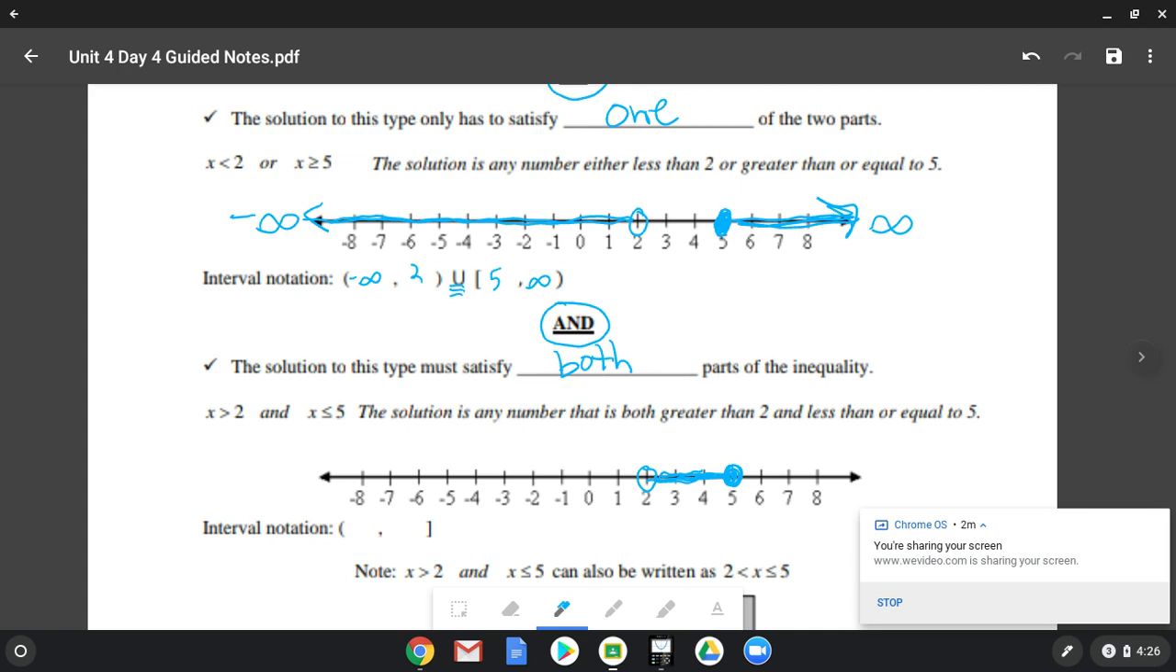So this has a single inequality. It has a parentheses because that means it's not included as part of the answer. And then it has a bracket for the 5, which means that it is part of the answer. So that is how we would write our compound inequalities that are an AND.